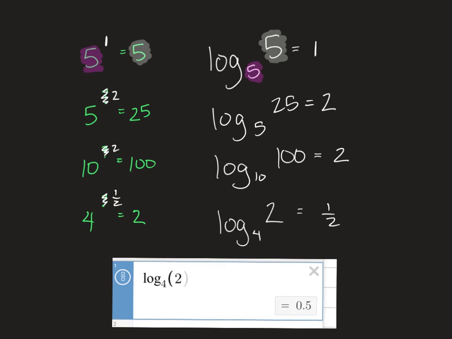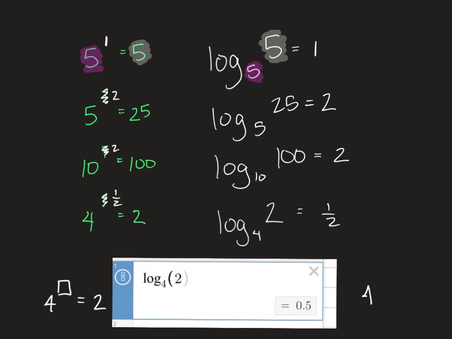You can see I typed in log base 4, and you're going to have to make this what we call a subscript. So it's going to have to go below the log base 4 of 2, and it kicks out the answer of a half. That would answer my question if I said 4 to the what exponent would give me 2.